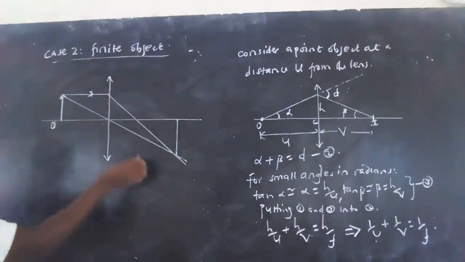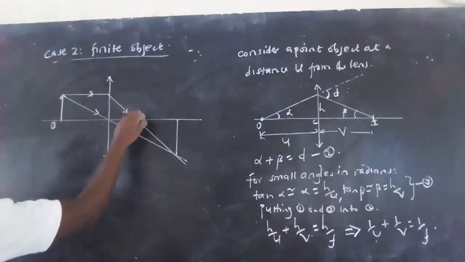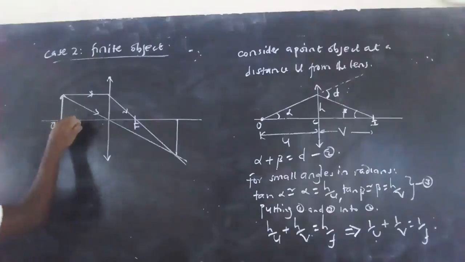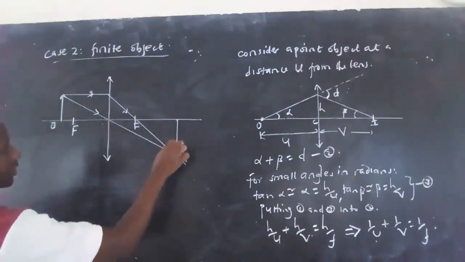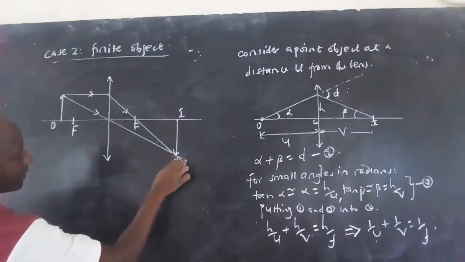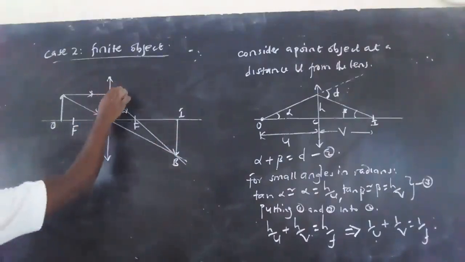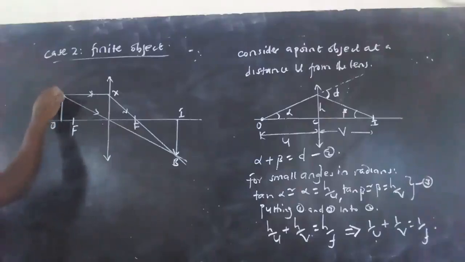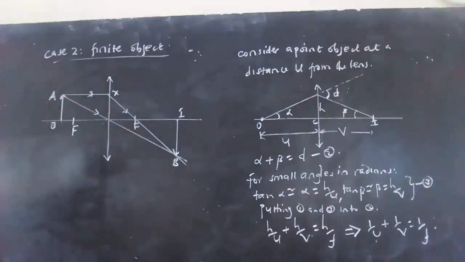So this is the object. This is F. Let me say F is also here. So this is I. Let us call this B. We call this one X. This is OA, like that. So here we shall also do this.